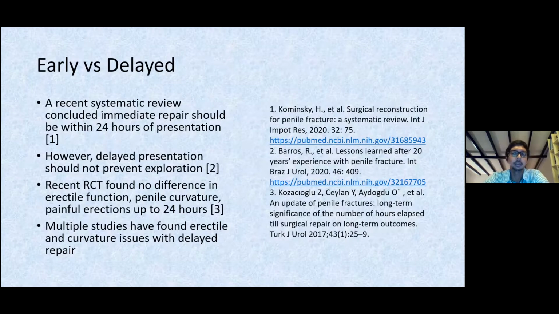Some studies have advocated up to even 7 days of repair, but there is a large RCT showing that after about 24 hours, the outcomes have been inferior to early repair. So it is recommended to do the repair within 24 hours, but the fact that it is delayed is not an indication, or we should not defer the repair because it is a delayed presentation.